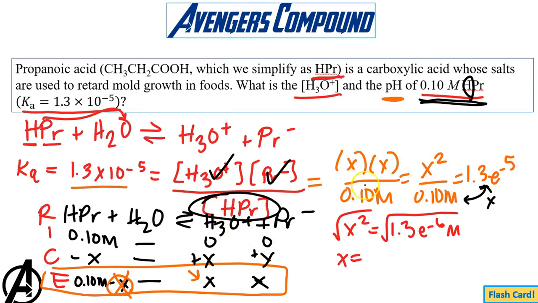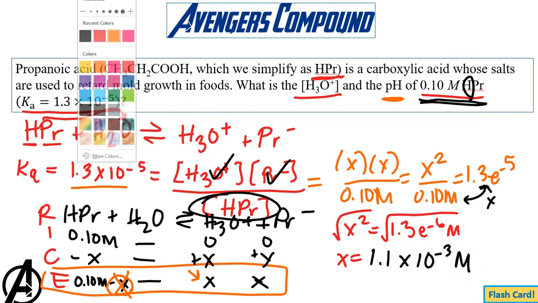So I have X squared divided by 0.10 molar is equal to our Ka value that was given, 1.3 times 10 to the negative 5. I'm going to cross multiply these two numbers, and then I get 1.3 times 10 to the negative 6. Then to isolate X and solve for X, I'm going to take the square root of both sides. So my X value is going to be 1.1 times 10 to the negative 3 molar.